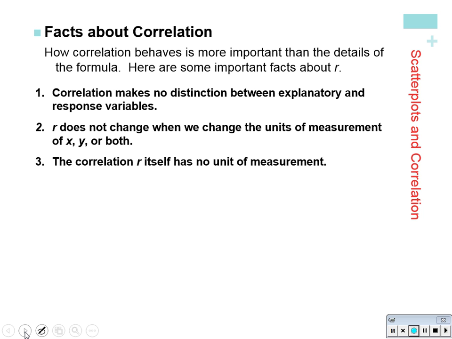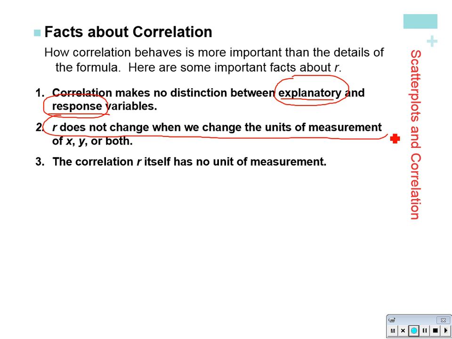One would be this. Correlation makes no distinction between the explanatory and response variables. So make sure when you're creating a scatter plot that you put your explanatory variable on the x-axis and your response variable on the y-axis, because correlation does not differentiate between the two. In terms of transformations, the value of R does not change when we change the units of measure for x, y, or both. Remember that shape never changes whenever you add, subtract, multiply, or divide a constant to your data values. Well, R has the same kind of effect. R does not change no matter what you do to your data.